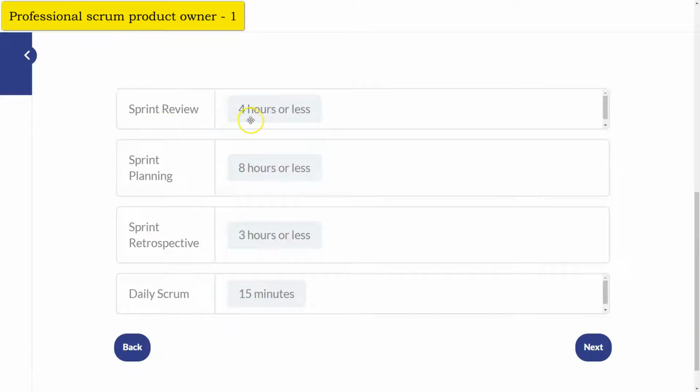Sprint review, the time box is 4 hours or less. Sprint planning 8 hours or less. Sprint retrospective is 3 hours or less. Daily Scrum is 15 minutes.